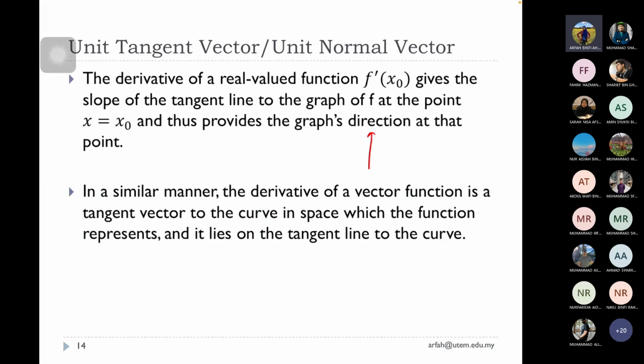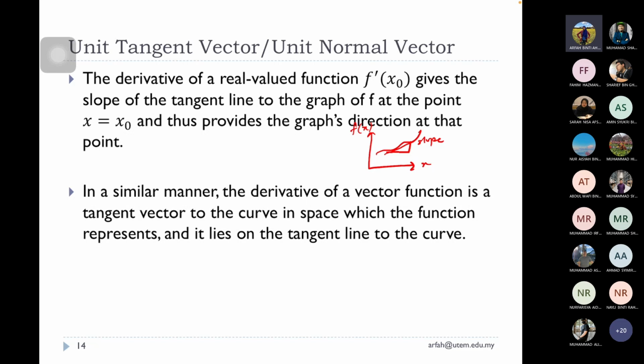Okay, maksudnya kalau kita ambil this is your x0 and this is your f(x). So let's say this is your graph. Derivatif dia sebenarnya adalah dia punya slope, kecerunan, of the tangent line to the graph of f at the point of x equal to x0 and will provide the graph direction at the point. Okay, so in a similar manner, the derivative of a vector function is a tangent vector to the curve in space, which the function represents, and it lies on the tangent line to the curve.